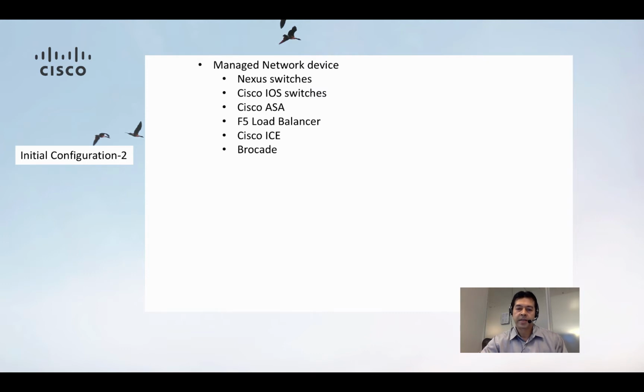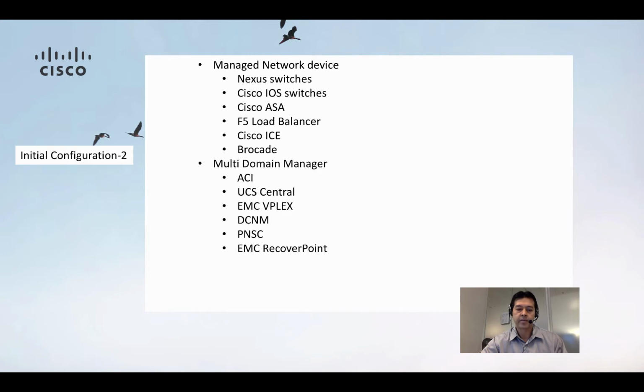Manage network devices. I'll go over those on the GUI. Just to give you a prior idea: Nexus switches, Cisco IOS, Cisco ASA, F5 Load Balancer, and Brocade. Multi-domain managers, like that manage more than one thing. Like UCS Manager manages one thing, right? One UCS domain. UCS Central manages multiple UCS. So UCS Central will be in the multi-domain managers, along with ACI, EMC VPLEX, DCNM, PNSC, and EMC RecoverPoint.